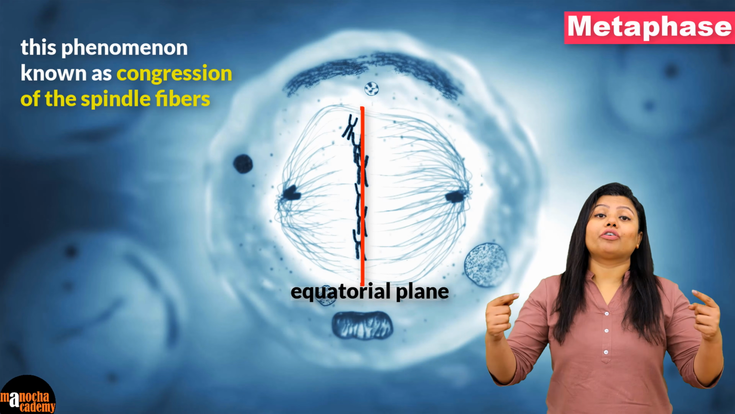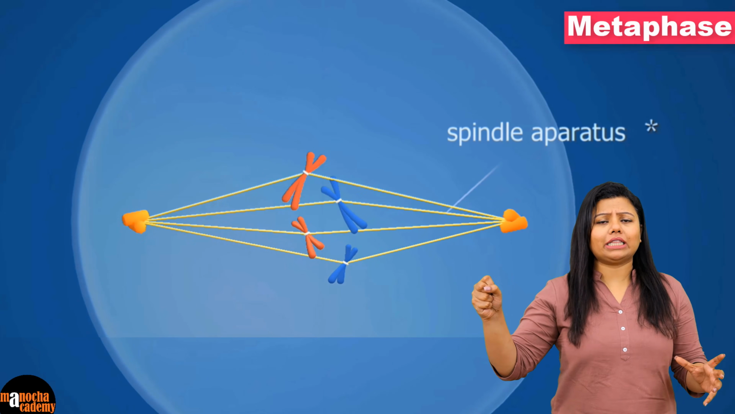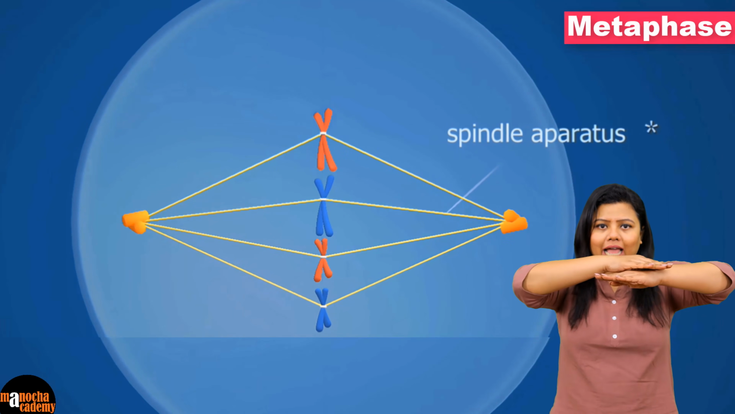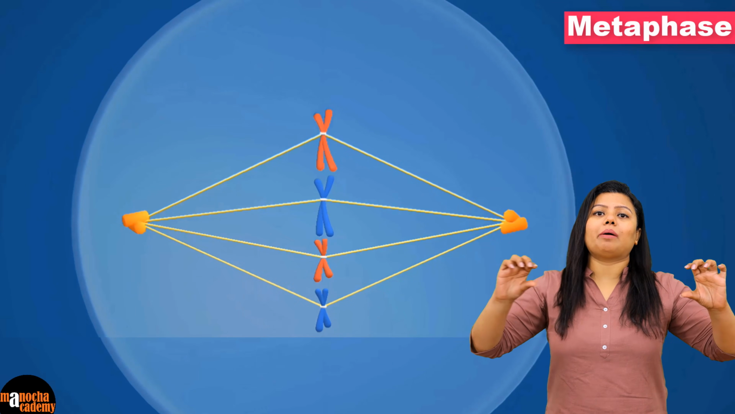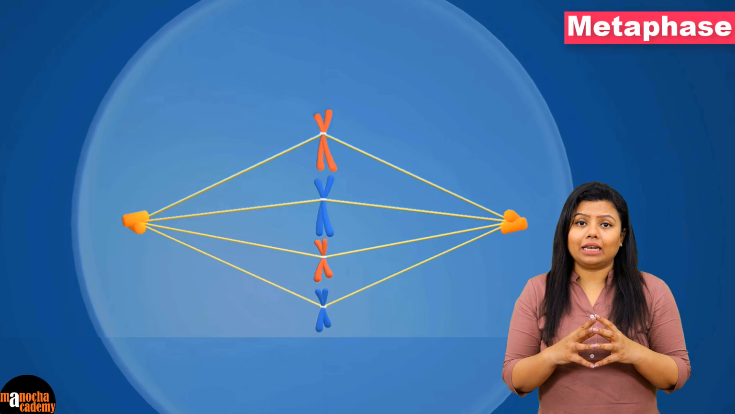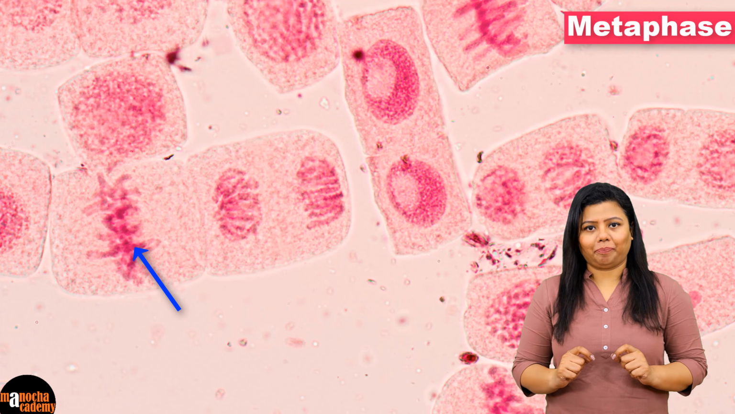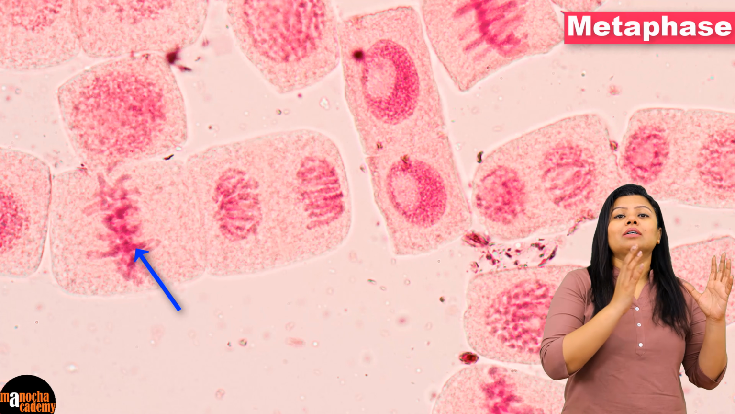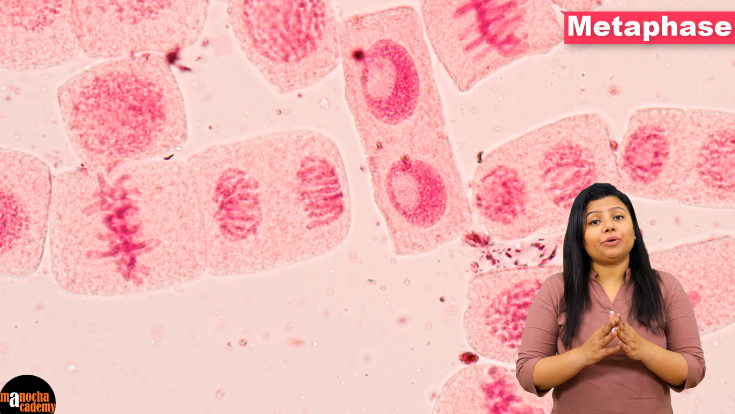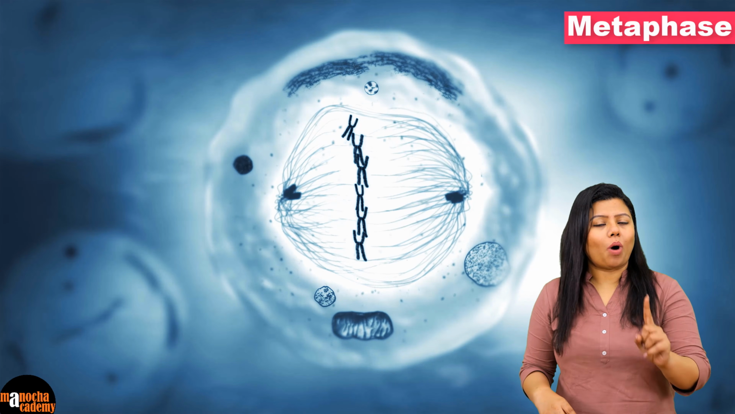This is known as congression of the spindle fibers. So it's almost like the spindle fibers are holding the chromosomes with their centromere and bringing them to the center of the cell in the equatorial region and lining them up. This lined up region of the chromosomes in the equatorial part of the cell looks like a patch or a band or a plate after staining the cell, and that is why this is known as the metaphasic plate or the equatorial plate. During mitosis, as you can see, each spindle fiber is attached to one chromosome.